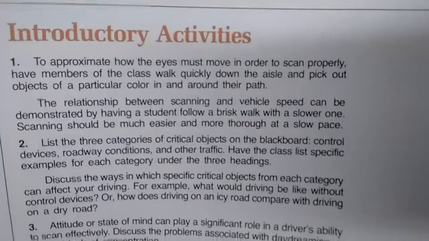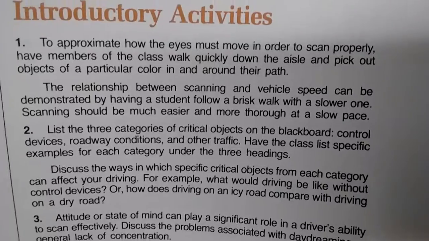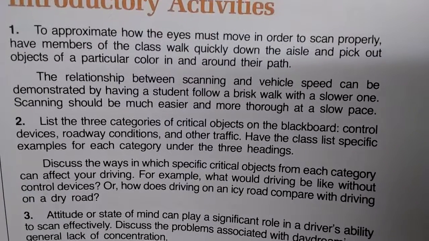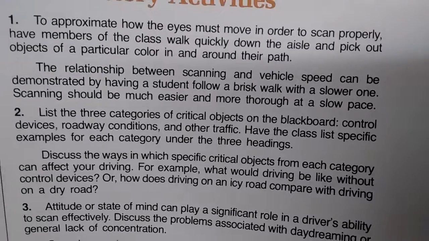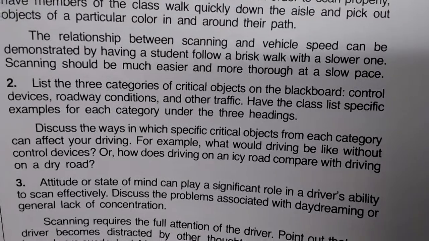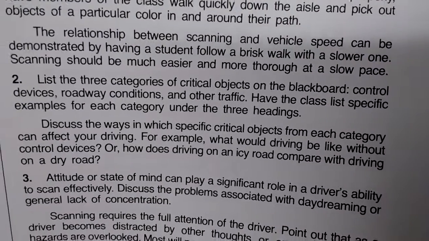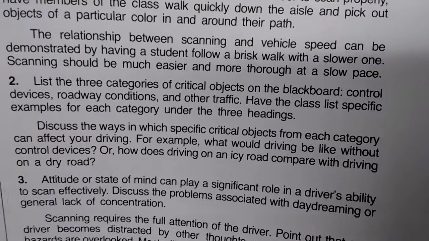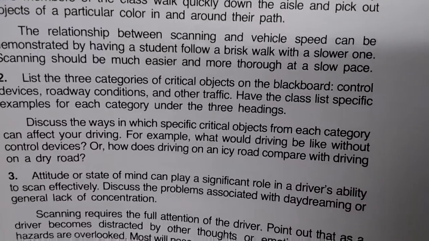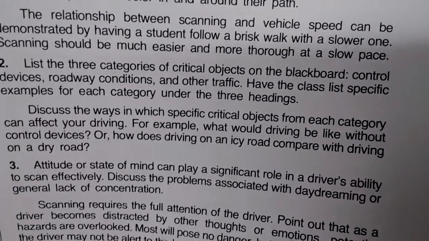To approximate how the eyes must move in order to scan properly, have members of the class walk quickly down the aisle and pick out objects of a particular color in and around their path. The relationship between scanning and vehicle speed can be demonstrated by having a student follow a brisk walk with a slower one. Scanning should be much easier and more thorough at a slow pace.